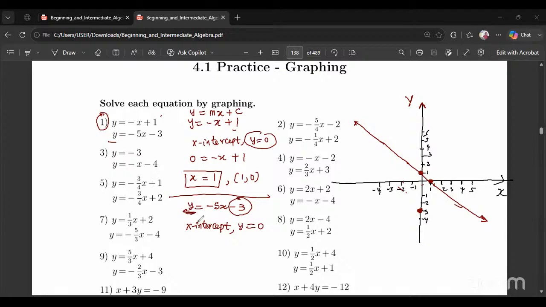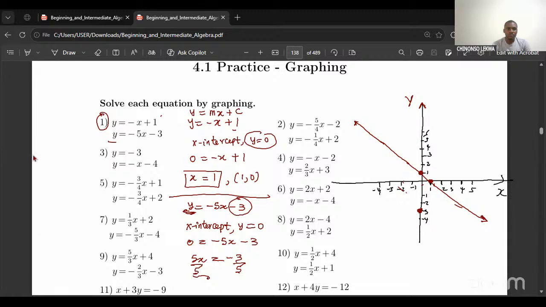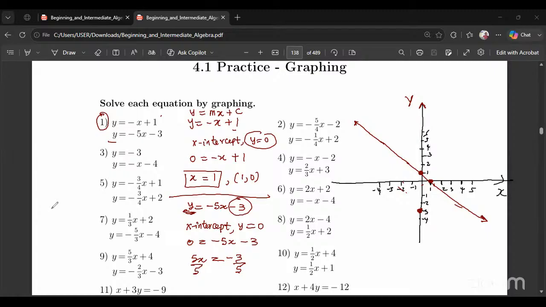When you plug y as 0 in this equation, you get 0 equal to negative 5x minus 3. When you switch the negative 5x to the other side, it becomes 5x equal to negative 3. Then you divide everybody by 5, and you get x equal to negative 3 upon 5. My pen is kind of working by itself. Sorry, I think I need to reset the pressure of this pen.